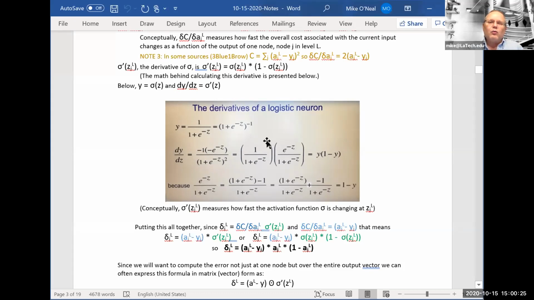Okay, great. Well, what is 1 over 1 plus e to the minus z? Well, I defined that here as the output of the function, right? So this is just y. This is just the sigmoid function, right? So that's where the y comes from. And what about this 1 minus y? Well, this can be transformed into 1 minus y.